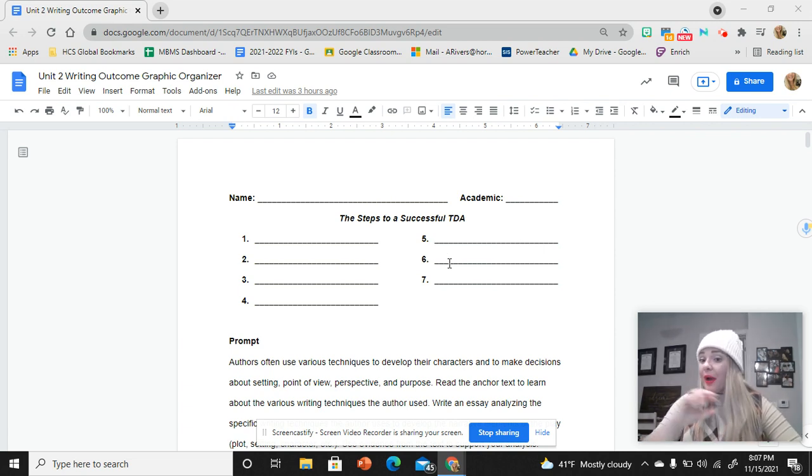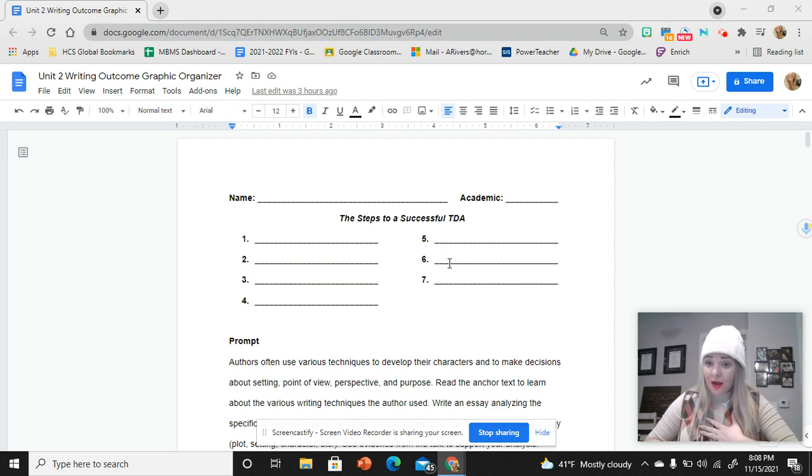The next thing you're going to do after you edit and revise, you've made all the changes that you need to make, you are going to type a final draft. Now for SC Ready, you're going to type it in the SC Ready test. When we do school-wide TDAs, if we do those this year, you might have to do it in a Google Doc. However they decide that you need to type it, or wherever they decide you need to type it.